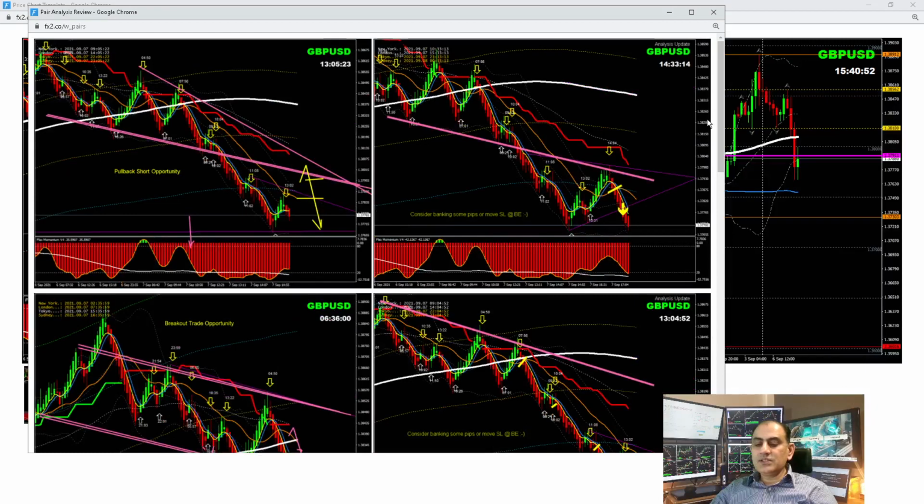And at the New York session, as always, as long as the momentum is bearish, we are looking for a pullback.